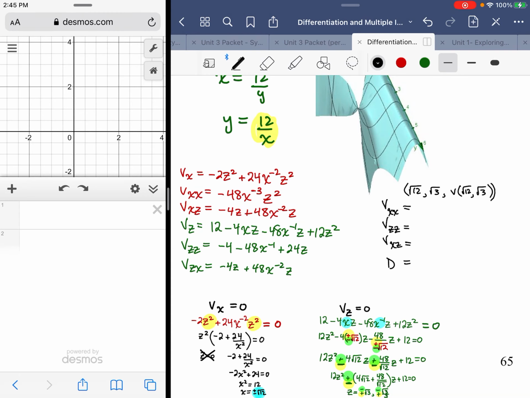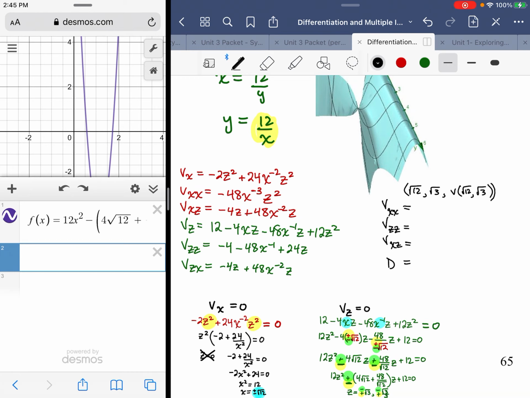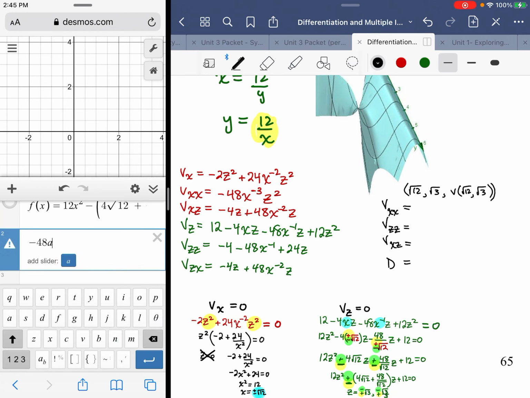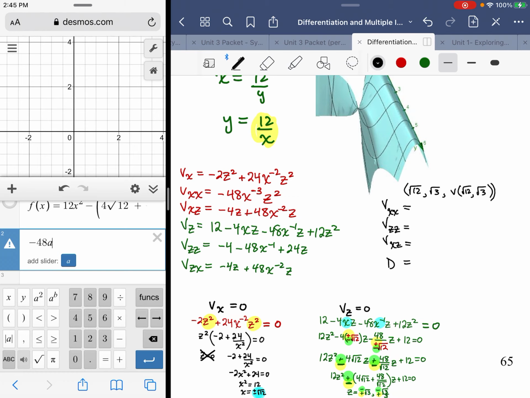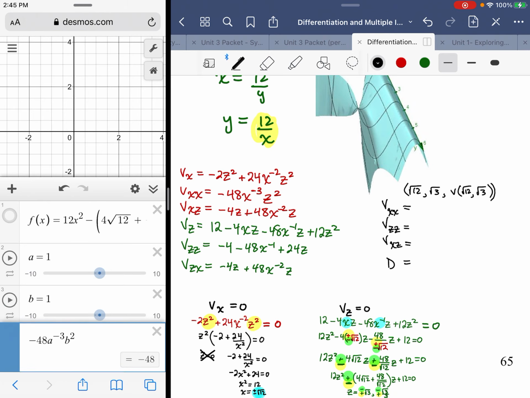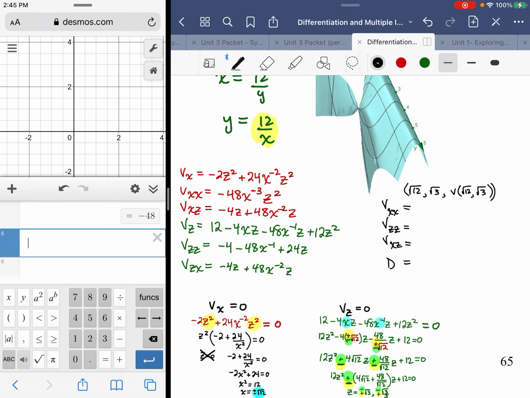Let's reference our functions. I don't really need that anymore, I don't think. Hopefully I won't regret that. I'll bring it back in so I don't regret it, but I'll turn it off so I don't have to look at it. So negative 48. I'm going to go with an a for the x, so a to the negative third, and z squared, so b squared. Get some sliders in there, move this down, because I'm going to be using a and b over and over again.